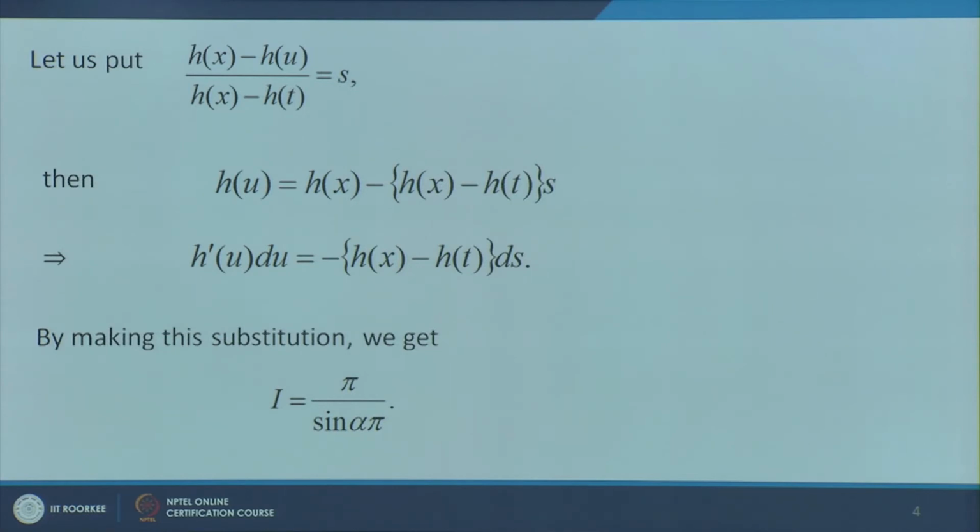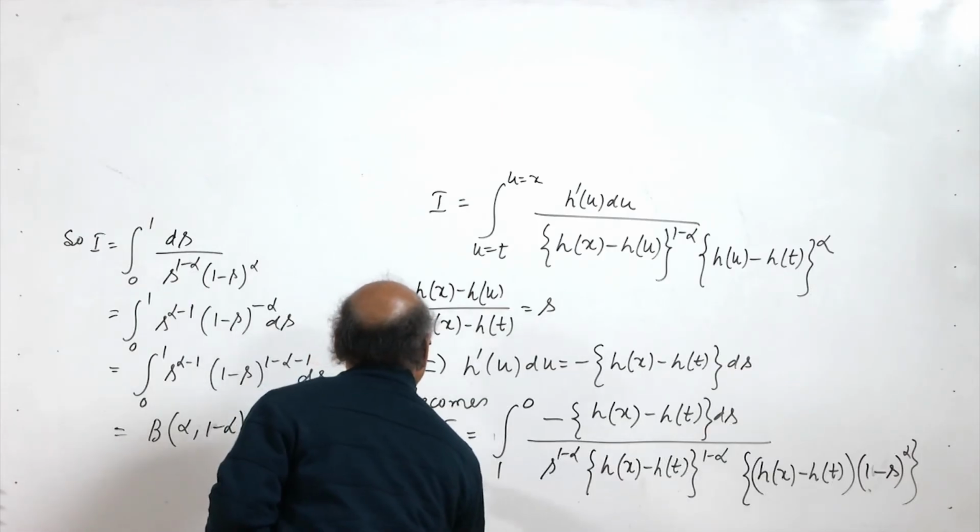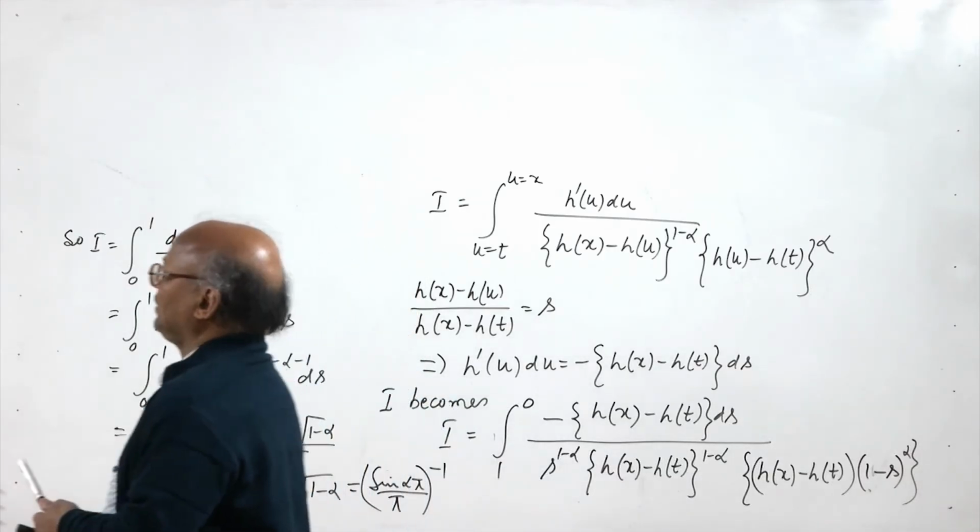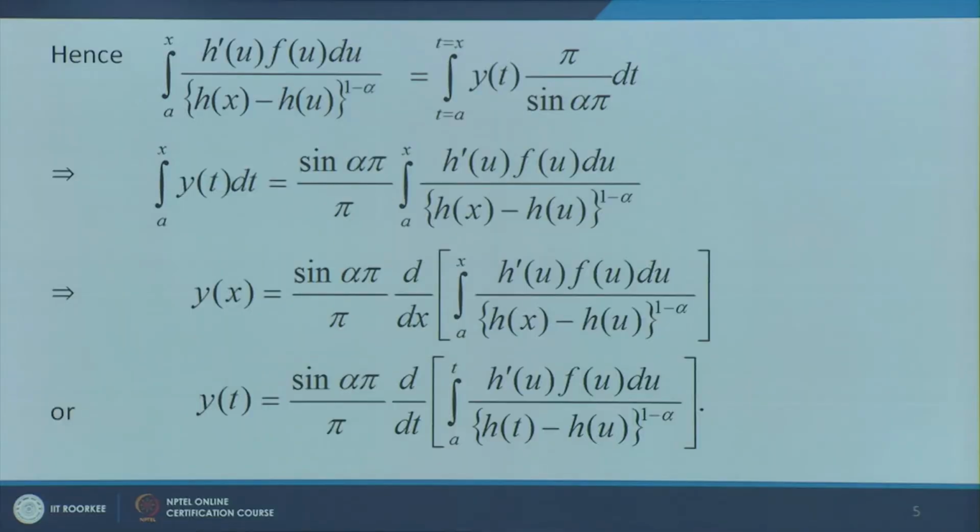This is pi over sin alpha pi, and so thus we have this integral a to x h prime u f u du over (hx minus hu) to the power 1 minus alpha as integral over t equal to a to t equal to x of psi t pi over sin alpha pi dt. So, integral over a to x psi t dt is equal to sin alpha pi over pi integral a to x h prime u f u du over (hx minus hu) to the power 1 minus alpha.